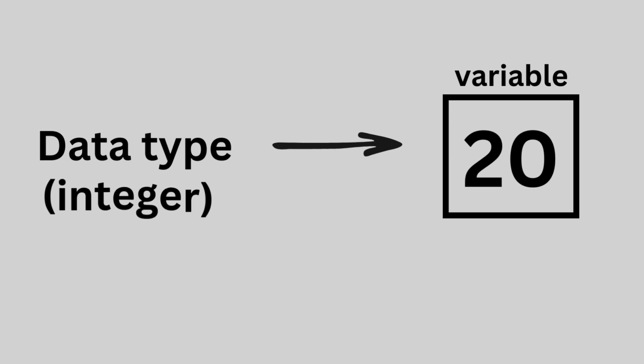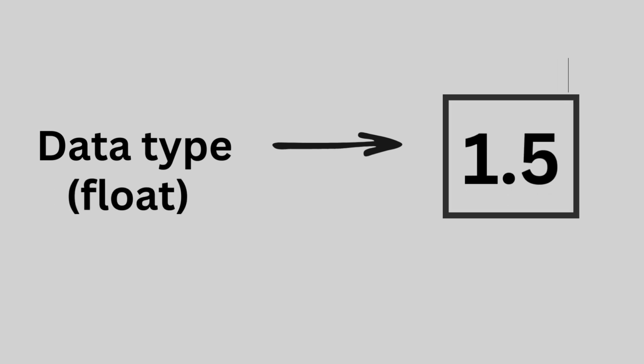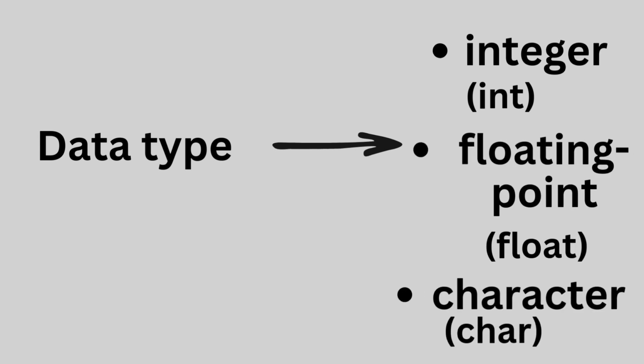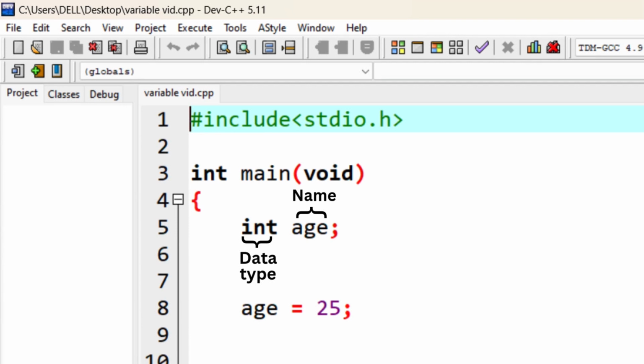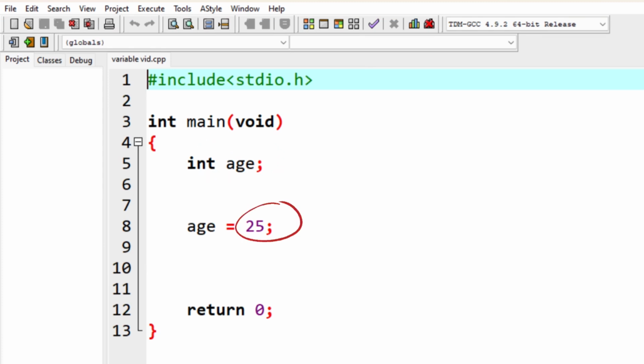The data type of a variable determines the type of data the variable can hold. For example, integer, floating point, and character can be considered as data types. We can store values inside this variable according to the variable's data type. Variables must be declared before they can be given a value. When declaring a variable, its name and data type should be specified. Every variable has a name, type, and a value.